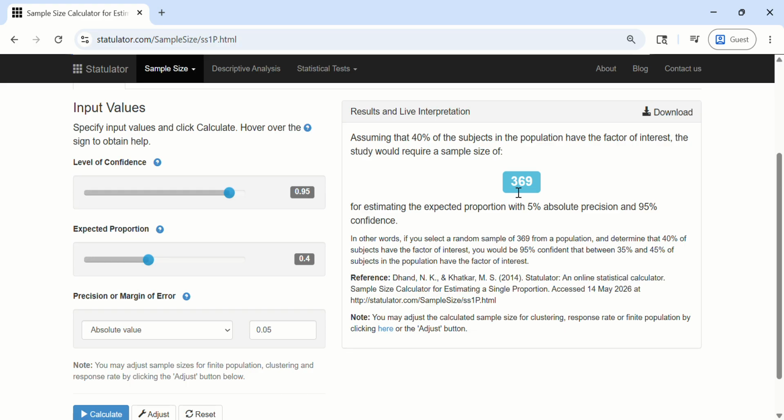Now you might say that 369 is a slightly larger figure, and you might find it difficult to, let's say, collect blood samples from such a large study population. So what can you change? We would prefer that 95%, it's a usual scientific convention, we do not change that much. Expected proportion we should not be changing, because we would have some basis on which we are expecting the proportion.